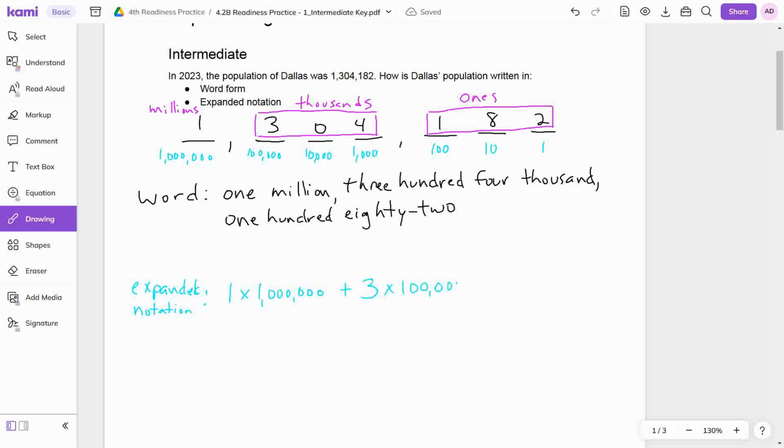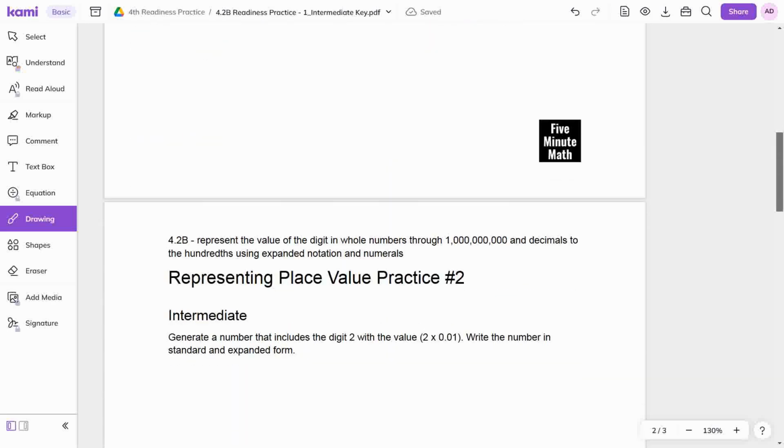So 3 times 100,000. I'm not going to do anything with that 0 because anything times 0 is 0. So we actually skip that. We don't need a placeholder there. We're just going to go next to 4. We're going to multiply that by its place value. That 4 is in the thousands place. I'll go to the next row. Now we're going to do another 1, but this 1 is in the hundreds place. The 8 is in the tens place. And we don't just write plus 2. We still have to write its value. 2 times 1. So that's how you would write it in word form in expanded notation.